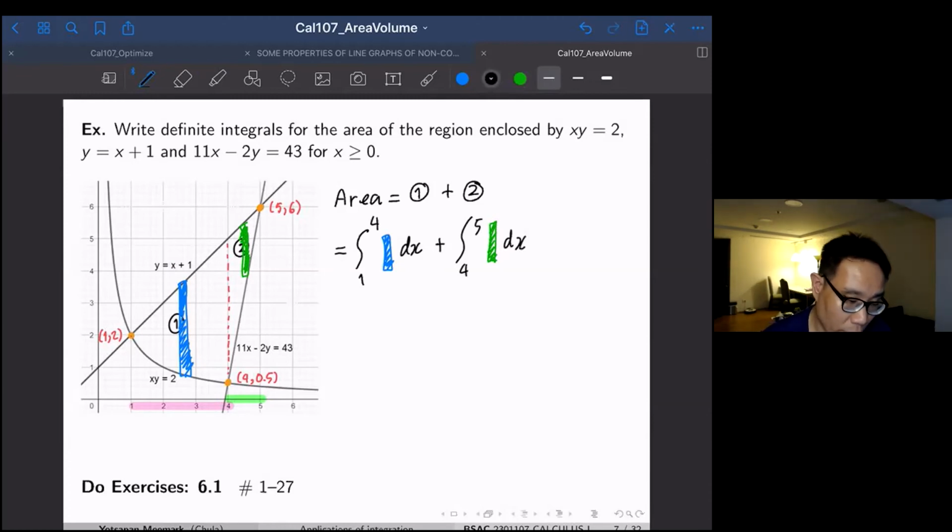And now you're going to write down what this rectangle will be. So it's going to be the top one, which is x plus 1. The bottom one here, you're going to solve for y first.